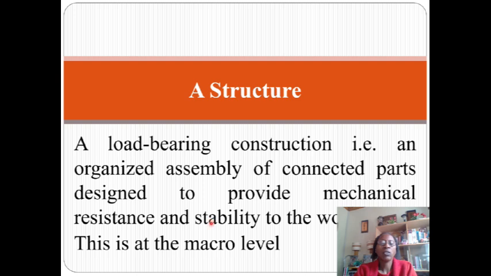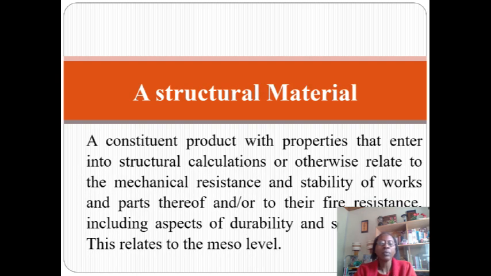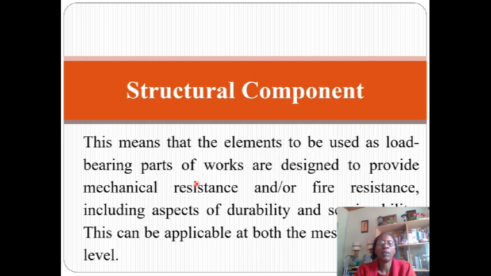So the definition of a structure is a load-bearing construction or organized assembly of connected parts, which provide mechanical resistance and stability to the whole structure. This is a definition at the macro level. But a structural material, on the other hand, is a constituent product with properties that enter into structural calculations or otherwise relate to the mechanical resistance and stability of the works, and also relates to the meso level.